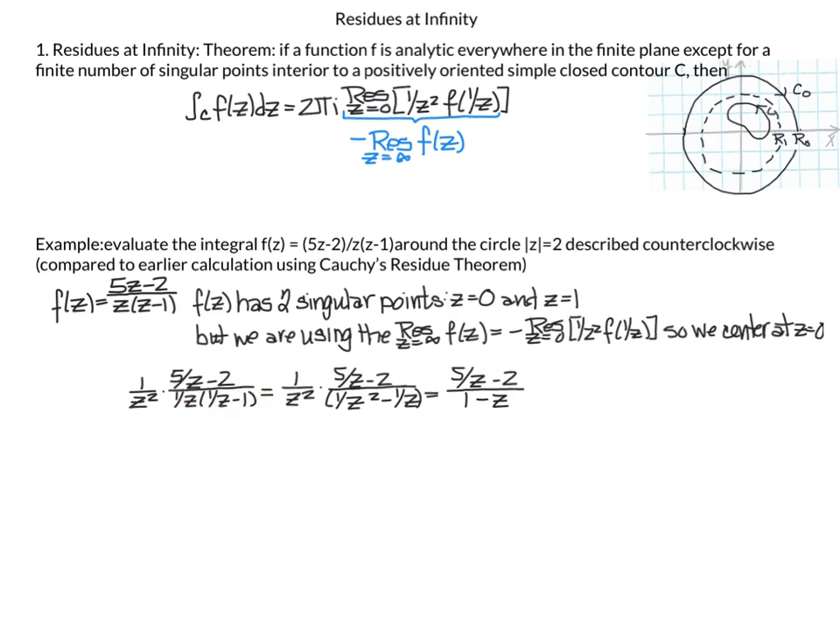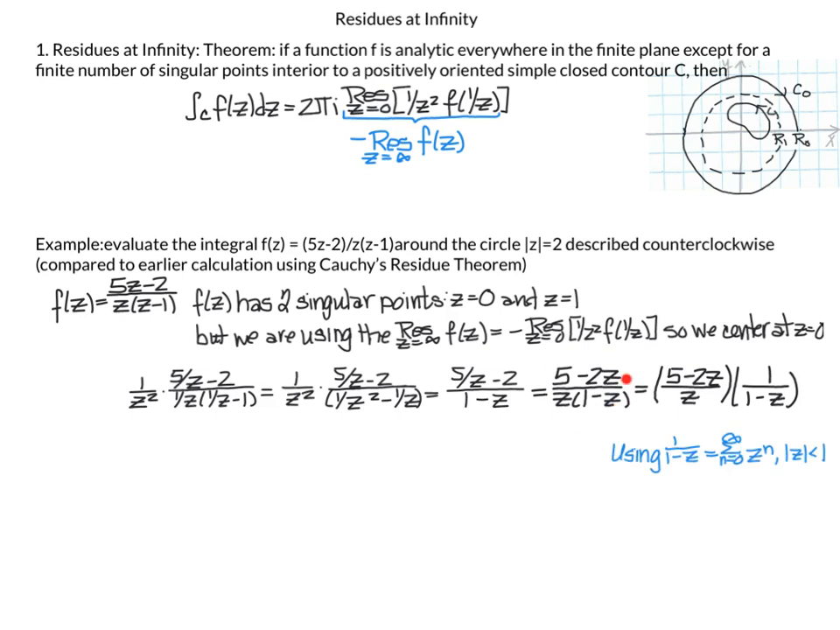The next thing I did is I multiplied this 1 over z times 1 over z minus 1. So I have my 1 over z squared minus 1 over z. And then I multiplied my numerator here by my 1 over z squared. So I end up with 5 over z minus 2 times 1 minus z. I multiplied this fraction by z over z to get 5 minus 2z in the denominator. In the numerator, I'm going to get z times 1 minus z.